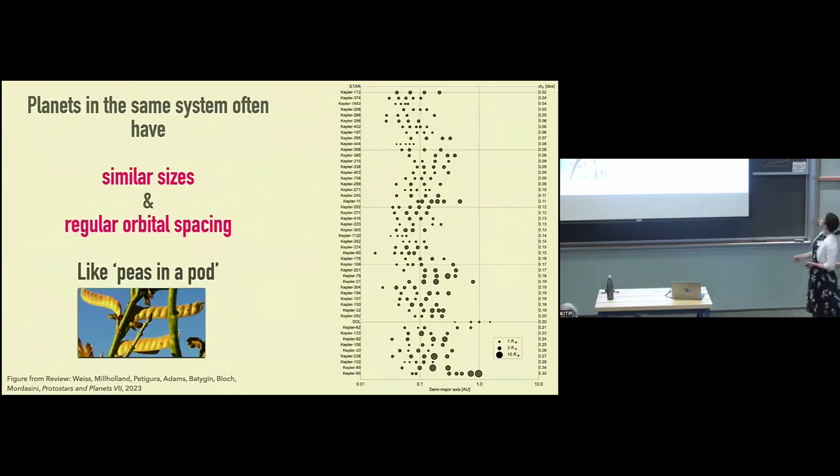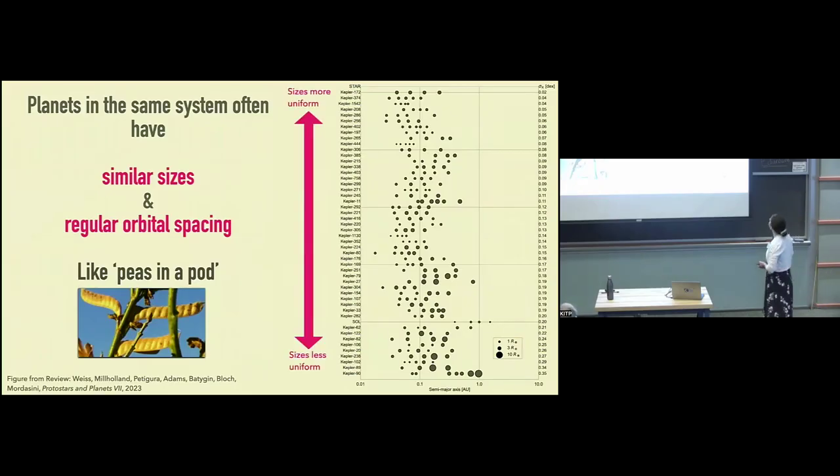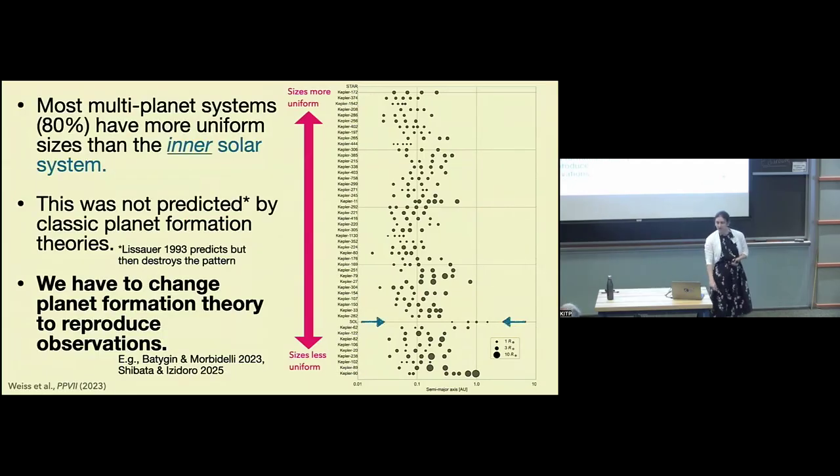If you look at the top here, the top is where sizes are more uniform, and the bottom is where the sizes are less uniform. So the systems near the top exemplify the pattern best. In case you're wondering, I snuck in our solar system. It's down here where the blue arrows indicate it. Most multi-planet systems from Kepler, 80% of them, have more uniform sizes than our 4 terrestrial planets do.